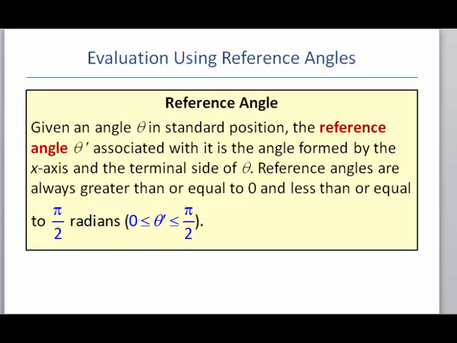Reference angles are always greater than or equal to 0 and less than or equal to pi over 2 radians. So as we look at this definition, there are two things that we want to be sure that we understand. First of all, the reference angle is formed by the x-axis and the terminal side of your angle. The other thing that we want to keep in mind is that reference angles have to be between 0 and pi over 2, which means that the reference angle must be an acute angle, an angle less than 90 degrees.